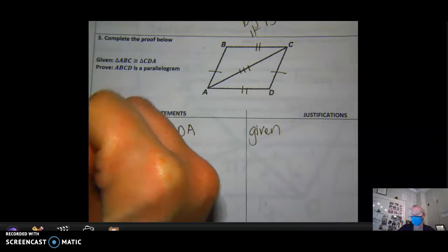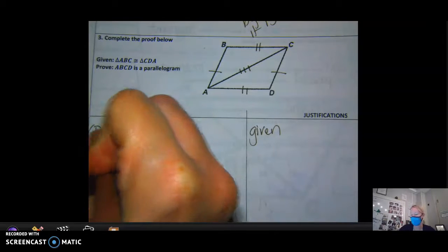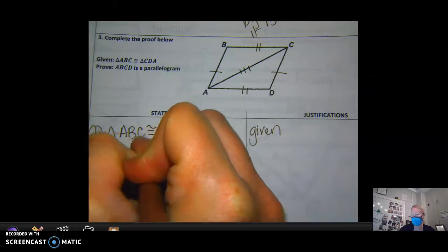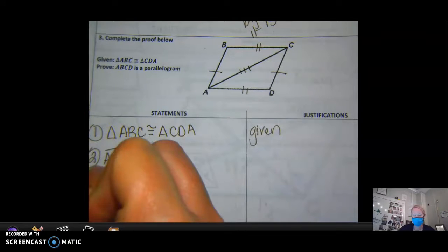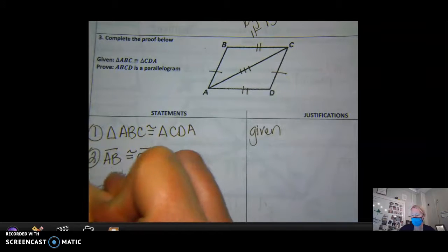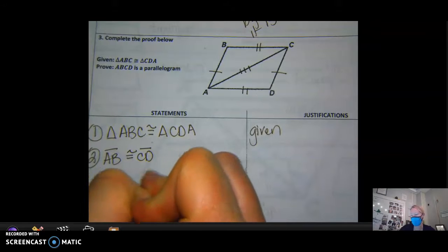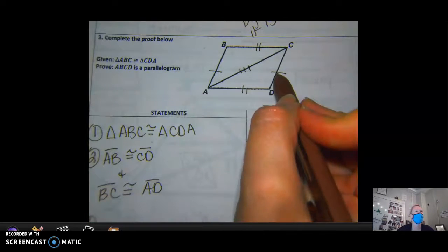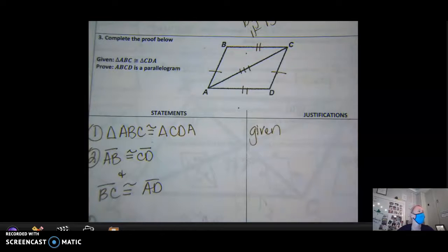And that's actually your next step. That A to B is congruent to C to D, and B to C is congruent to A to D. Who remembers the reason why I can state that? So that'll be our next reason. But why can I say that this is congruent to this and this is congruent to this?